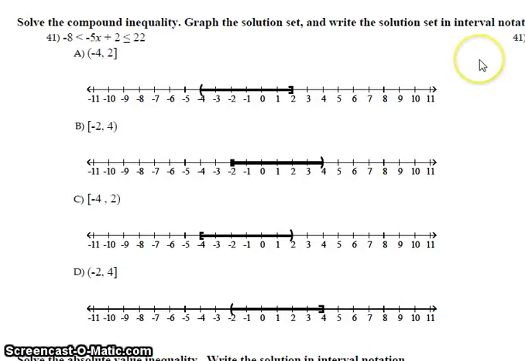Now here's a question involving solving the compound inequality and understanding the different answers. So remember, this is interval notation. Parenthesis is not included, like an open circle. Bracket is included, like a closed circle.